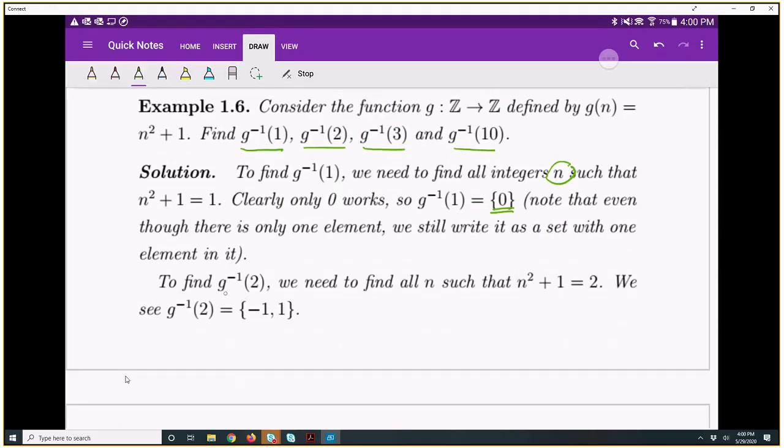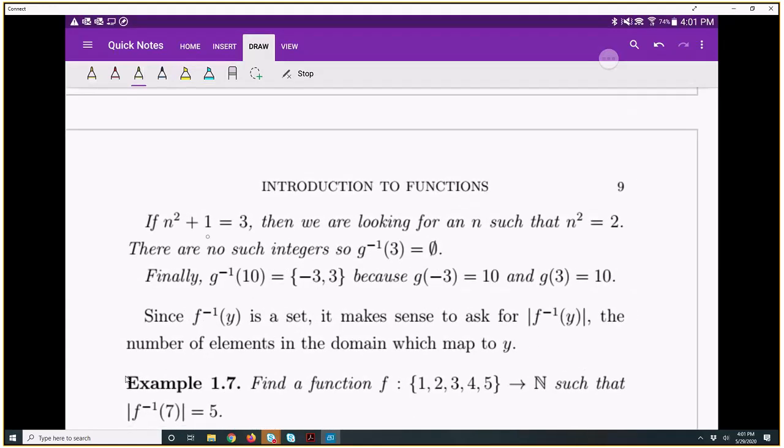Similarly, to find the inverse image of 2, we need all integers n such that n squared plus 1 equals 2. If I subtract 1 from both sides, I get n squared equals 1, and there are two solutions to that equation. n could be negative 1 or positive 1. So this is a set of two elements, negative 1 and positive 1.